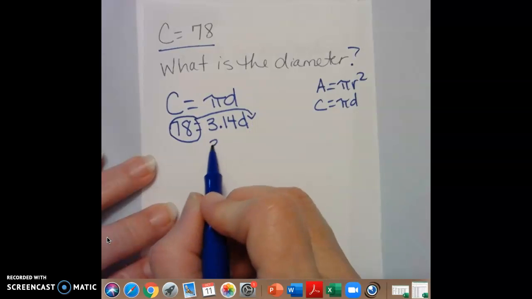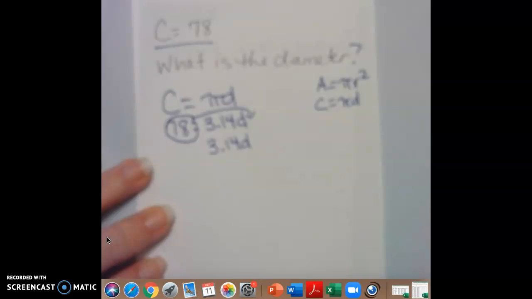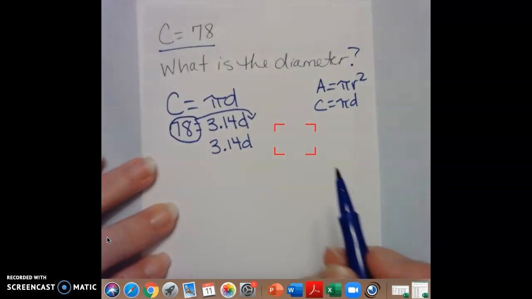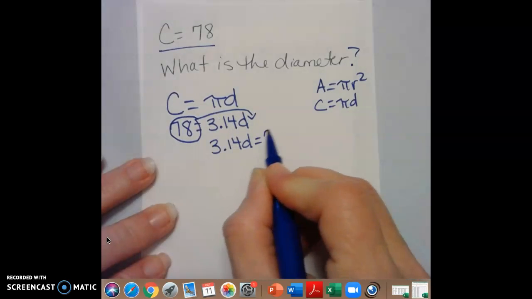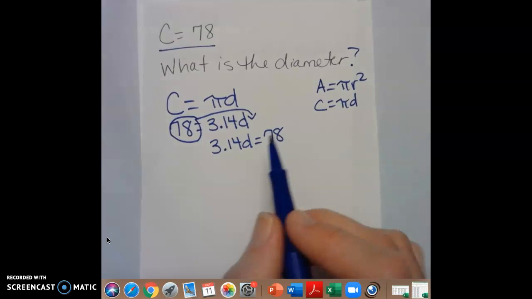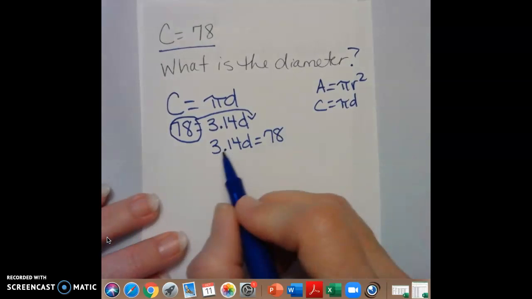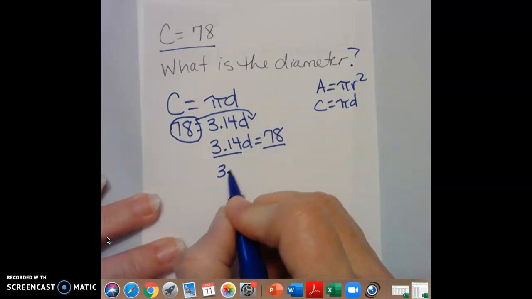So I'm going to take this and bring it over. I'm not going to change the value of anything. We're just used to the variable being on the left side. So I'm going to move the variable to the left side, and I'm just going to put that equals 78 on the other side. So I haven't changed anything except the way it looks, because this looks more like what we're used to. So now with 3.14, I'm going to divide both sides by 3.14.